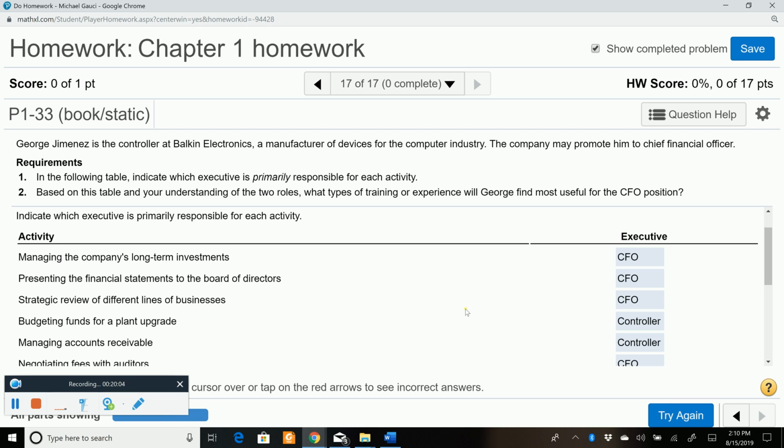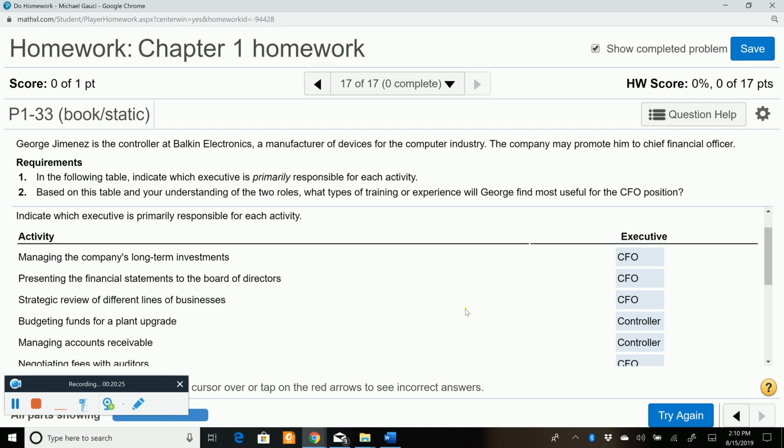Number 3, strategic review of the different lines of businesses. So this is a review. This is not a detailed look at day-to-day business. This is more of a top-level review. Once again, probably something the CFO should be doing.